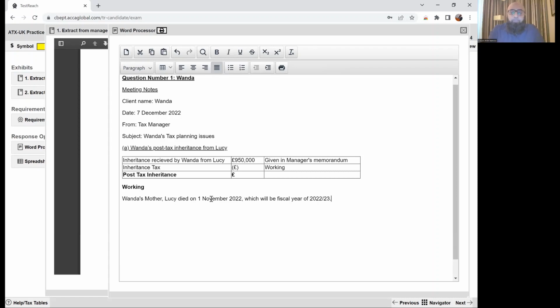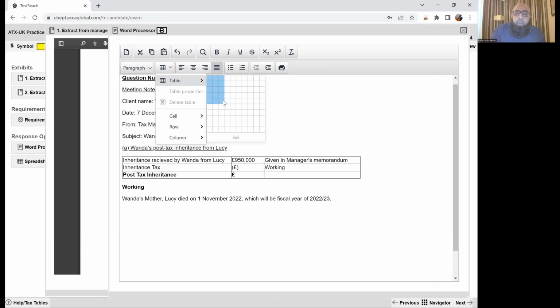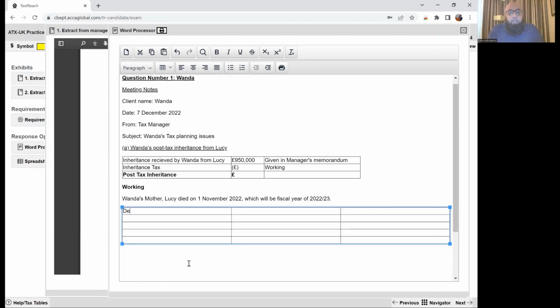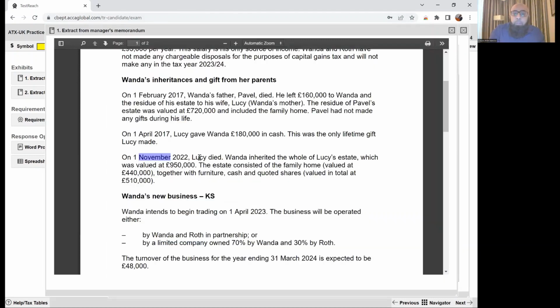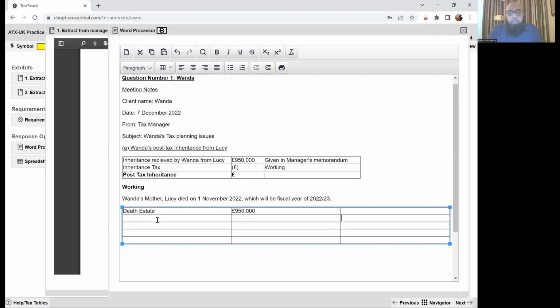Okay, now, so let's calculate the inheritance tax. I want you all to concentrate and listen to me very carefully so that if there is any query, it gets cleared. Now, death estate. What was the amount of the death estate? It was 950,000, if I'm not wrong. On 1st November 22, Lucy died. Venda inherited the whole of the estate, which was valued at 950,000. Now, this is the death estate.